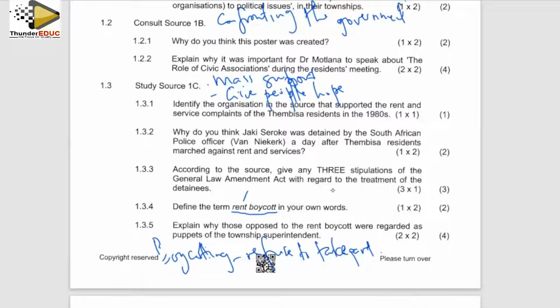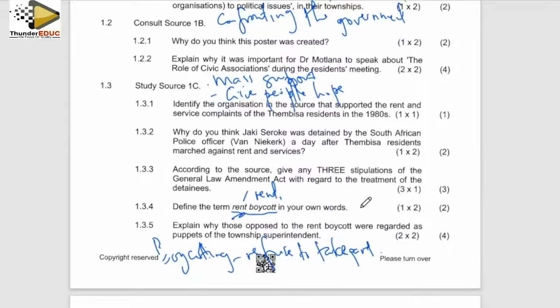So when we talk of a rent boycott, we are looking at a situation where Black people refused to pay rent for the properties or the apartments that they were staying in, which were owned by the government or by the municipalities. They refused deliberately to pay rent. That is a rent boycott. So whichever way, as long as you address it as a concept, you can define it in your own understanding, but it should address the fact of refusing to pay rentals.